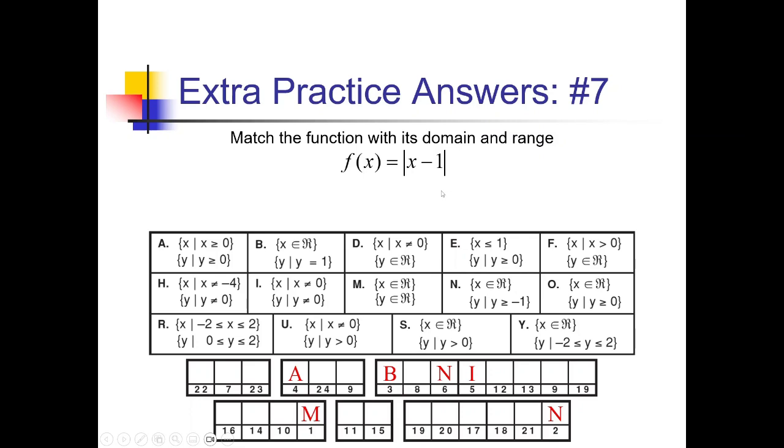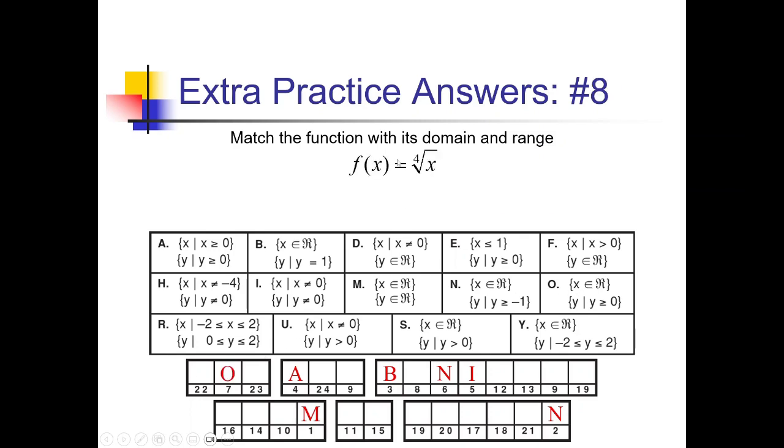For 7, we've got another absolute value function. Just like before, the domain is going to be all reals. It doesn't matter what you plug in here. Absolute value can handle it. Now for the range, since the whole function is inside an absolute value, that means the output of the entire function can be, at minimum, 0 or positive. So greater than or equal to 0 for this one. And that is going to be O right there. So that's going to go in spot 7.